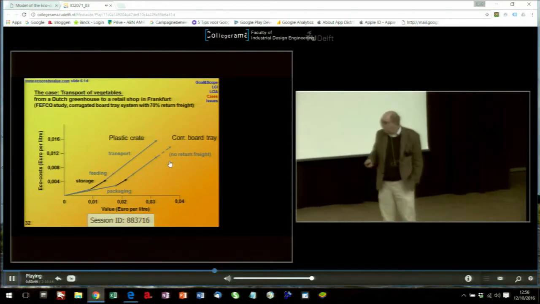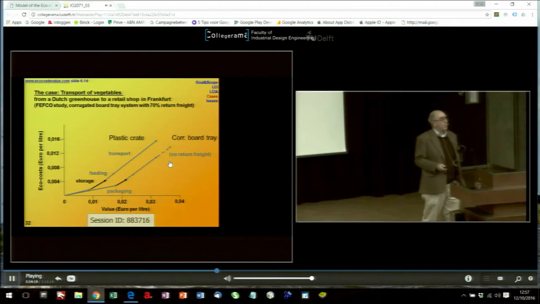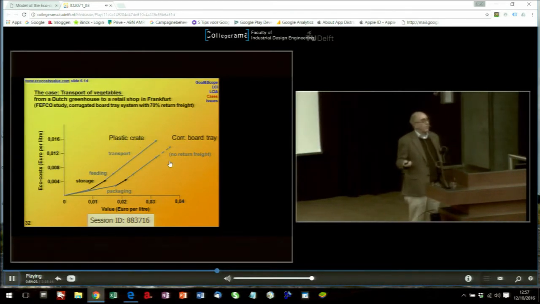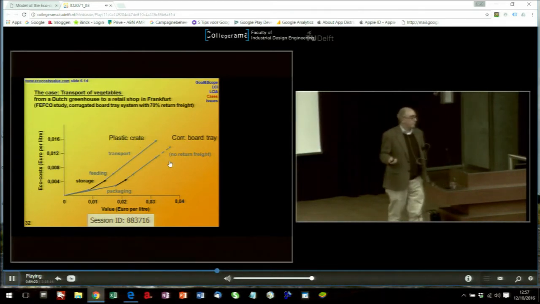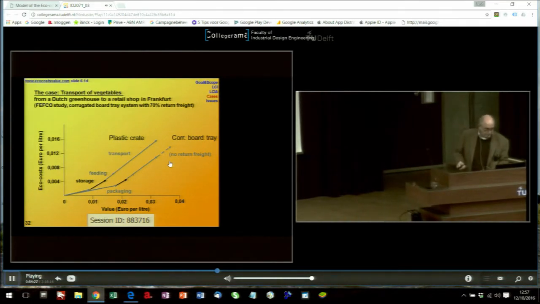Nesting of crates would be another solution. The advantage of nesting is the low transport and storage costs for empty crates, but the disadvantage is the loss of net transport volume of full crates. So this is not for tomatoes, but for heavy products. I explain that in the next sheet.